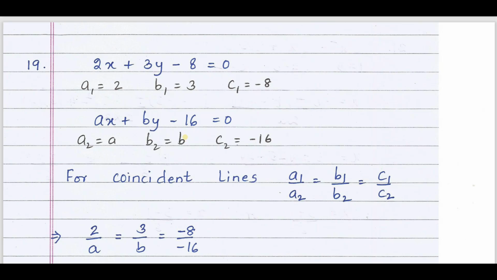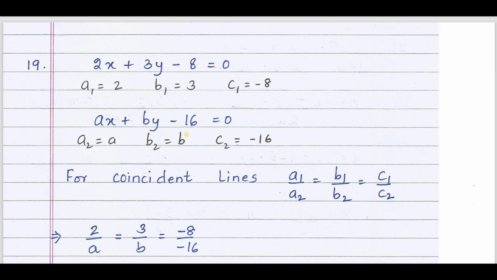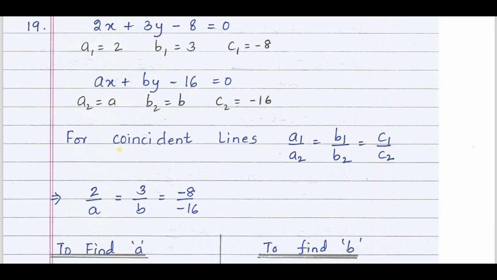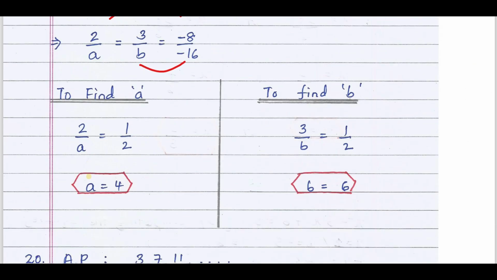So we need to find out the value of a and b in the 19th question. First, write down the given pair of linear equations. Write down the coefficients a1, b1, c1, a2, b2, c2. They have given the condition that the lines are coincident. If the lines are coincident, the condition is a1 by a2 equals b1 by b2, which is equal to c1 by c2. Substitute the values. Equate the first ratio with the third ratio, and the second with the third. So to find out the value of a and b, a equals 4, b equals 6.